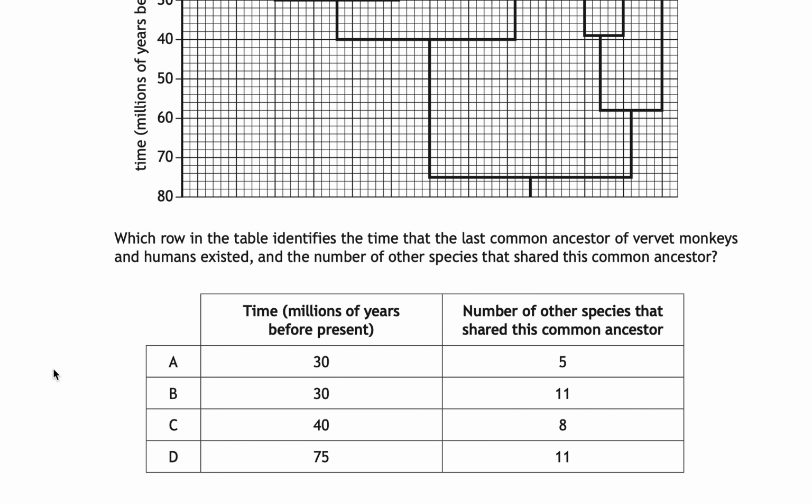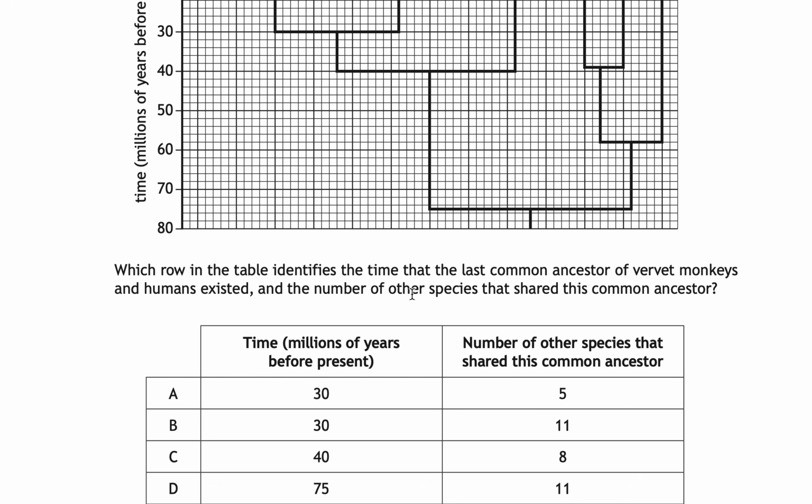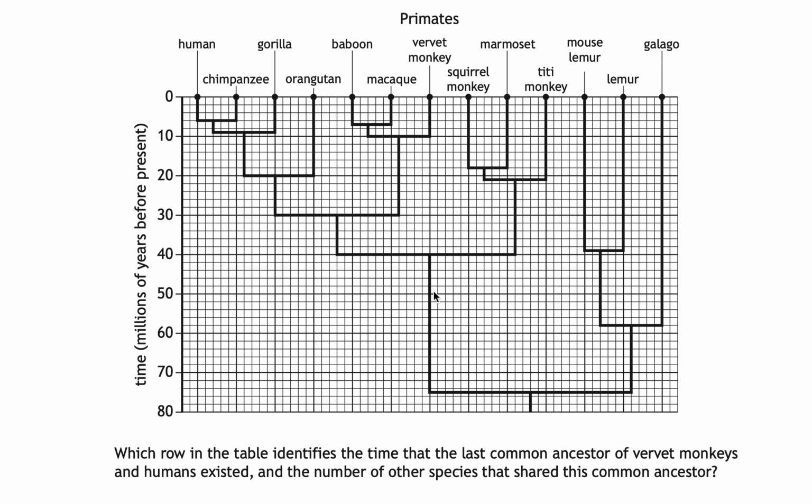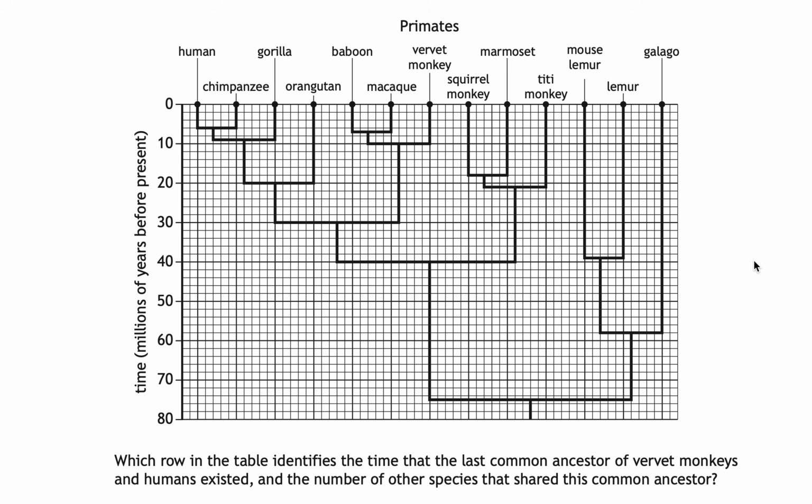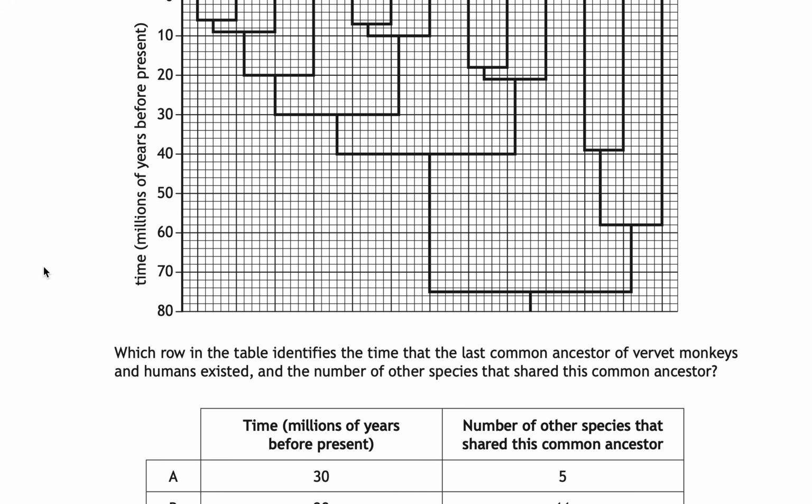I can't fit both of these on the screen at one point here really, but it's asking for the time, millions of years ago, where this last common ancestor of vervet monkeys and humans existed, and the number of other species that shared this common ancestor. Hopefully if you just look at the graph here, you'll be able to figure out the question without actually looking at the table beforehand. So the correct answer for here is A.